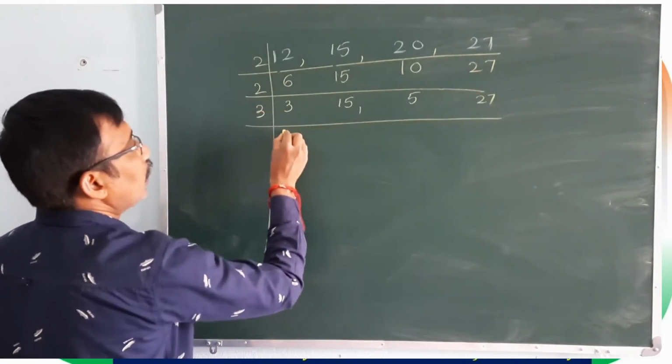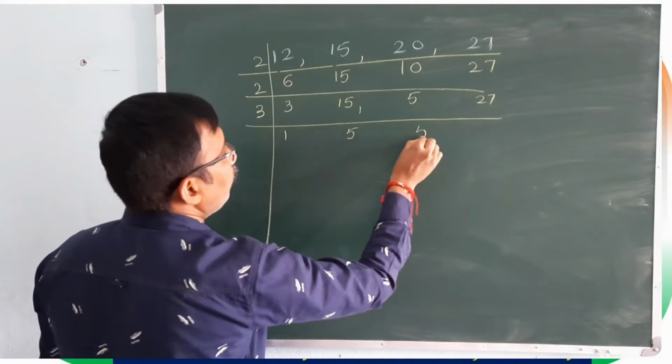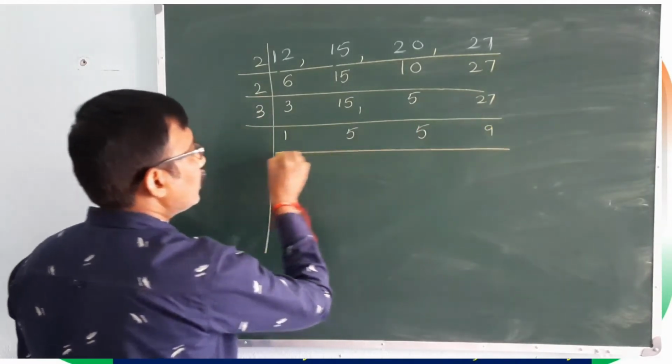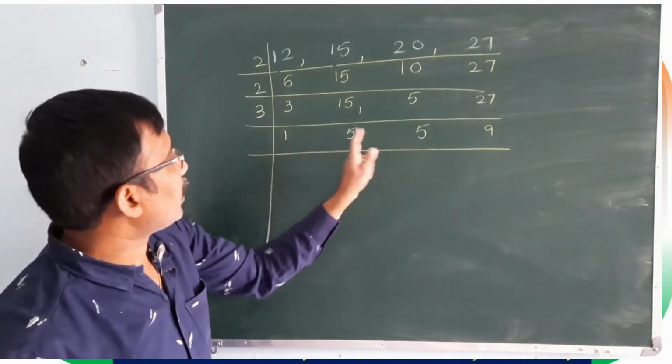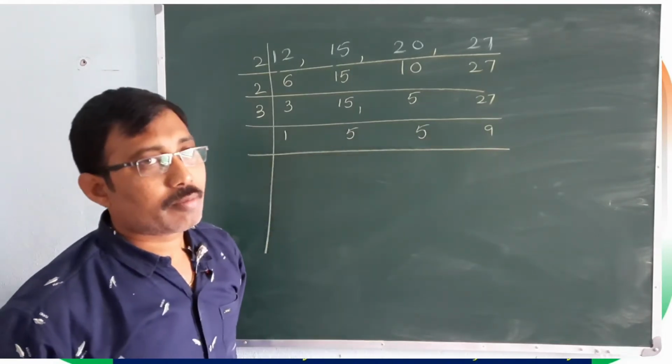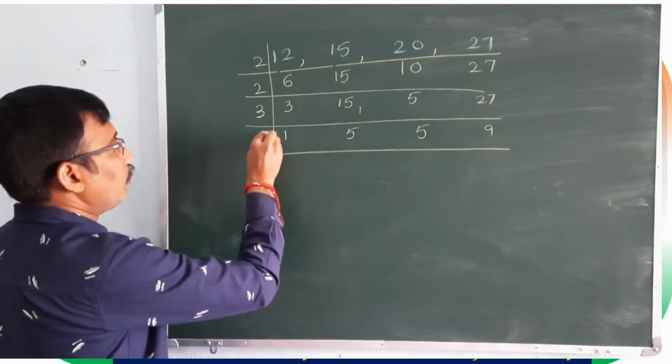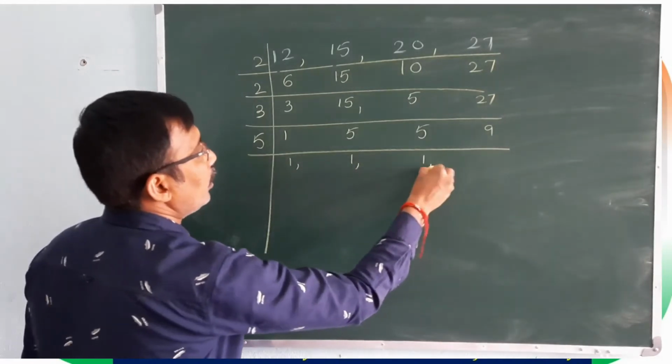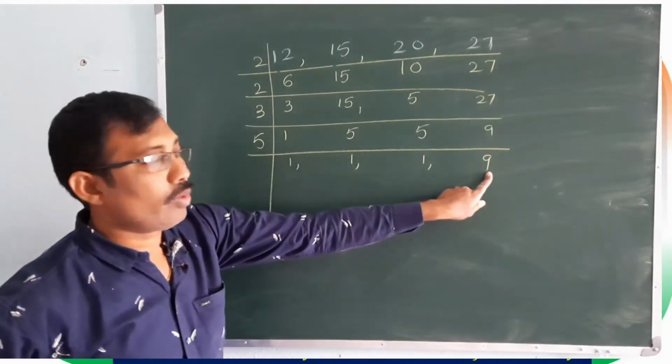3, 3 1 ja. 3 5 ja. 5, 3 9 ja. Next one. These 2 numbers are divided by 5. This one is not divided by 5. So take 5, 1 1 1 9. So here only one number.